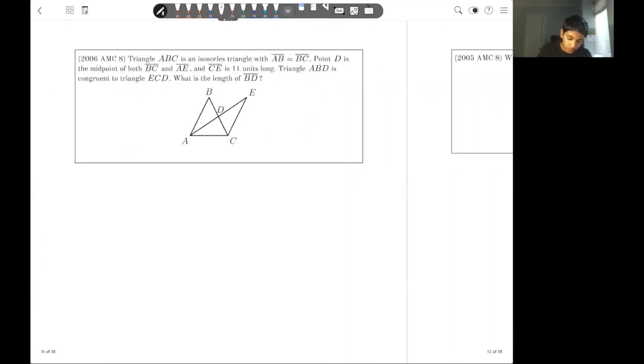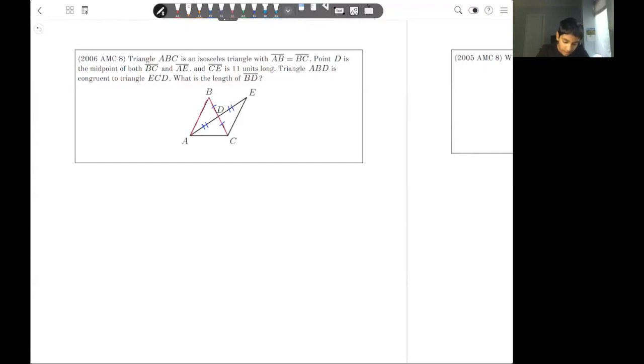So in this problem, we have triangle ABC is an isosceles triangle. So AB is equal to BC. I don't really want to mark it here, but hopefully you can all see that AB is BC. And point D is the midpoint of BC and AE. So these are both equal, and these parts are both equal. If you don't already know what this line symbol means, drawing a line on two points basically means that BD is DC, and AE is equal to DE. They're equal. And we also know that ABC is isosceles, which means that AB is BC. So we know that these pink segments are equal.